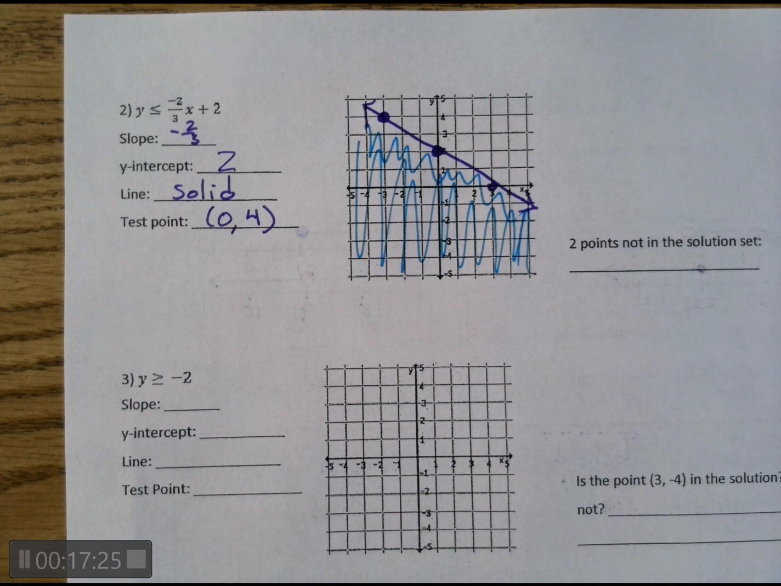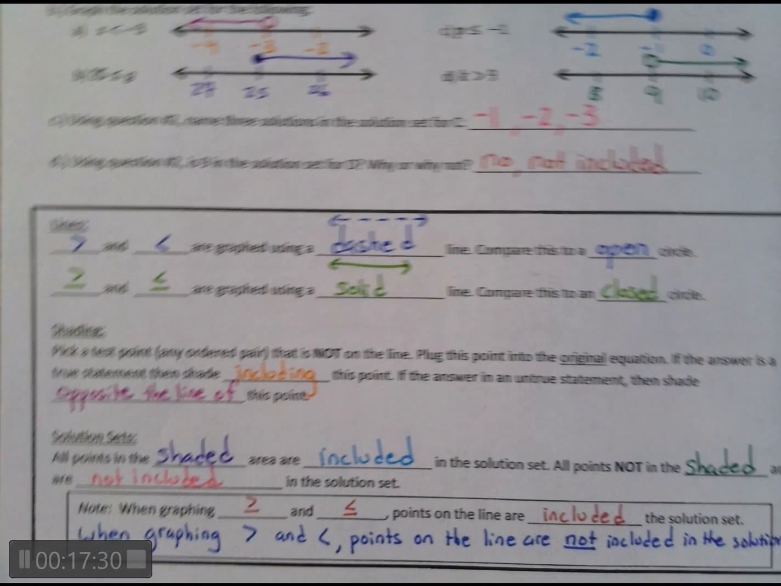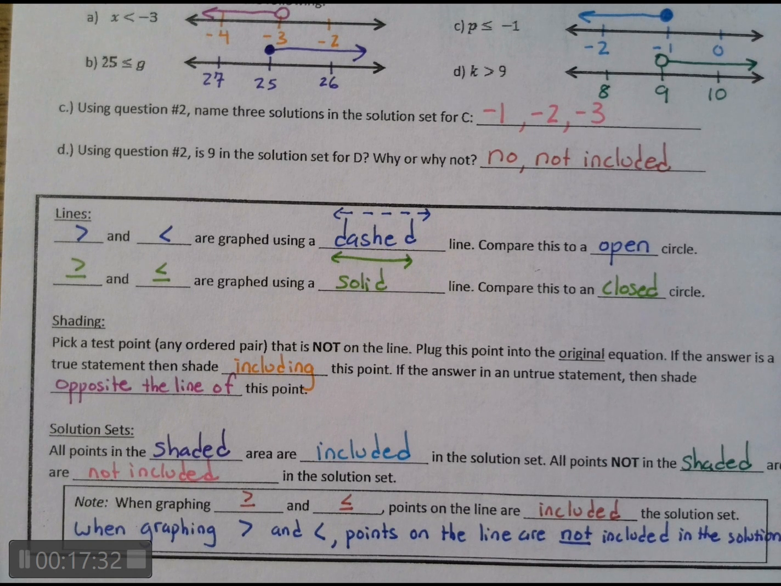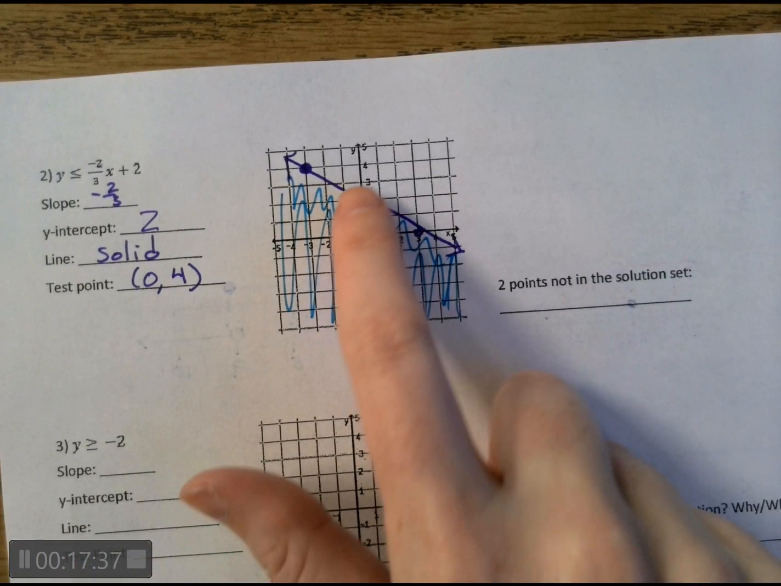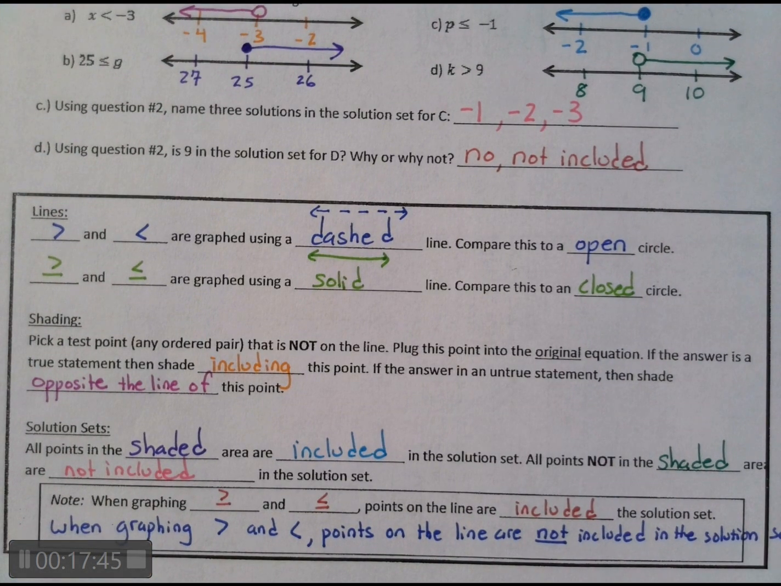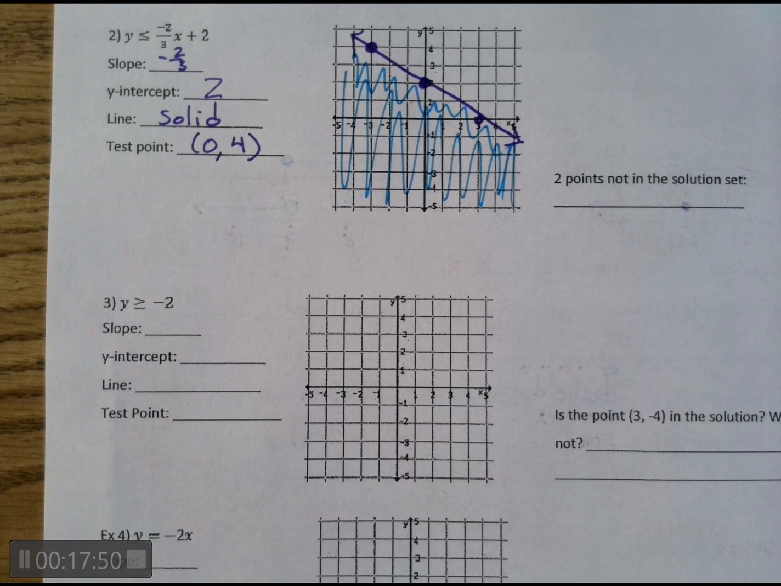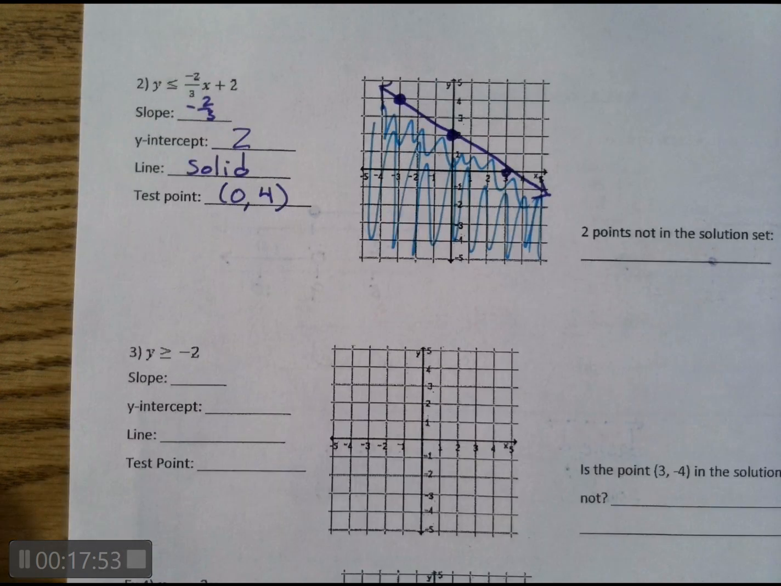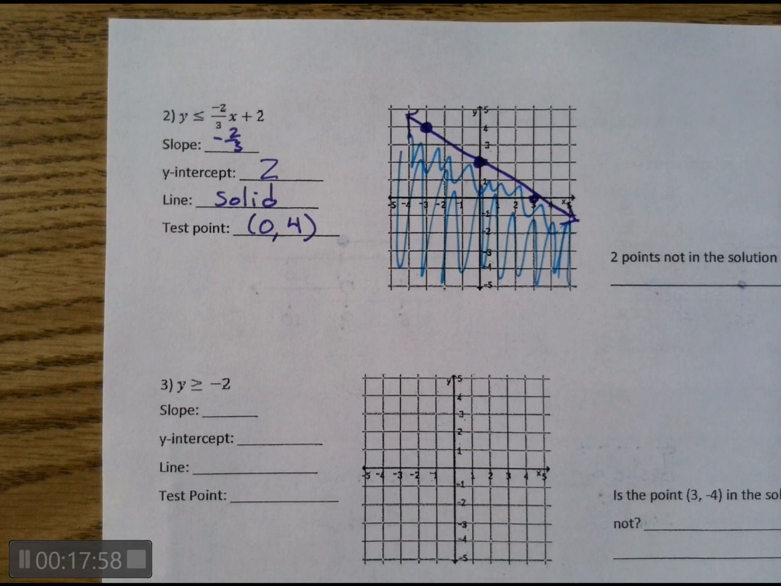Alrighty. So I'm going to read that paragraph again. So for shading, pick a test point. Any ordered pair that is not on our line. That's what we did. We did a test point of 0, 4. Plug this into the original equation. You don't necessarily have to do this, but we certainly can. And honestly, this is the real reason why I choose numbers that are on the y-axis. So we're going to plug it in like it told us to, just to make sure that you guys understand what I'm talking about.